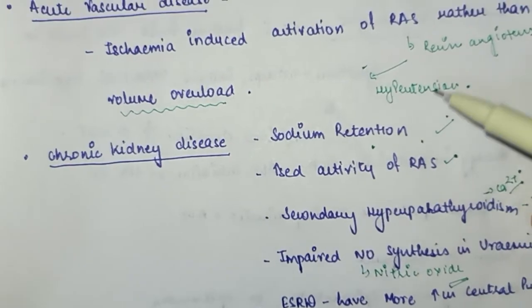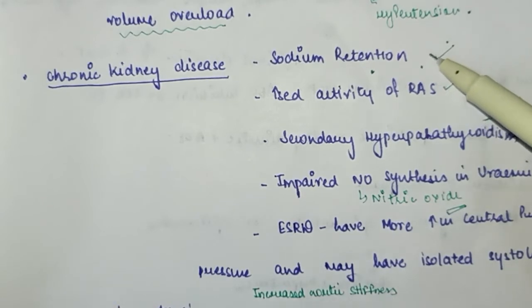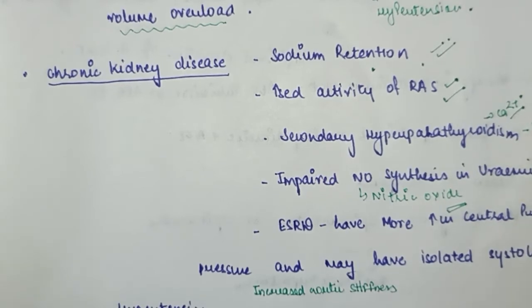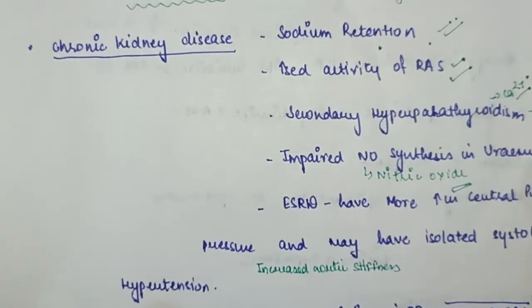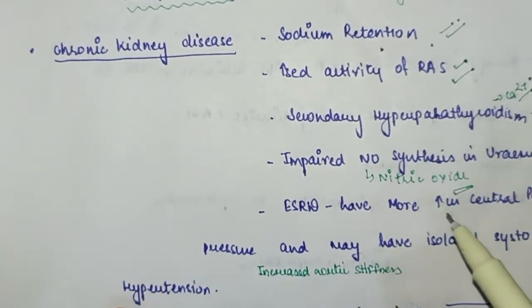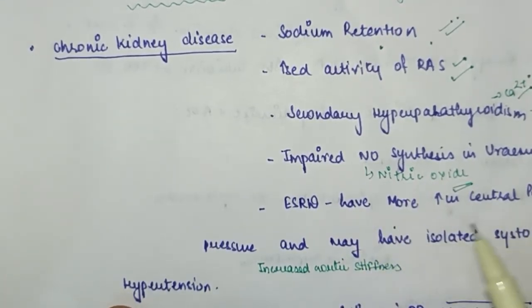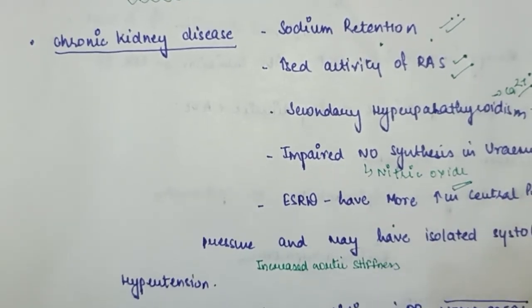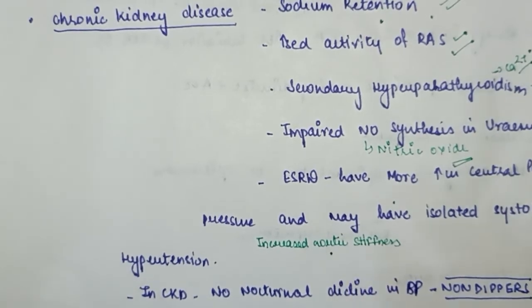So in chronic kidney disease patients, multiple mechanisms are responsible for hypertension. Important ones are sodium retention and increased activity of the renin angiotensin system. There will be secondary hyperparathyroidism which can result in vasoconstriction as well as hypertension. And in uremic patients, there is impaired nitric oxide synthesis. In end stage renal disease, they usually see increased central pulse pressure, mainly in elderly patients, because of increased aortic stiffness.